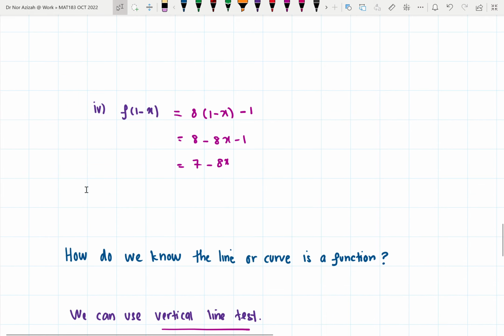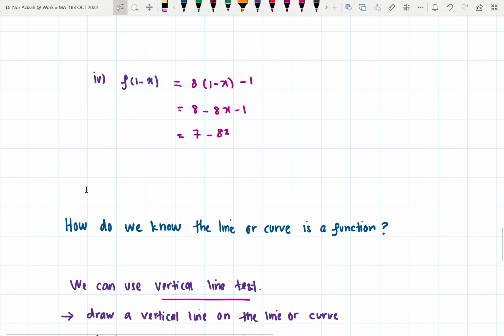Next, you can determine whether a curve or line is a function or not by using the vertical line test. That is, you draw a vertical line on the given line or curve, then check the intersection point. If the line intersects at only one point, you can say that the graph is a function, otherwise it is not a function.